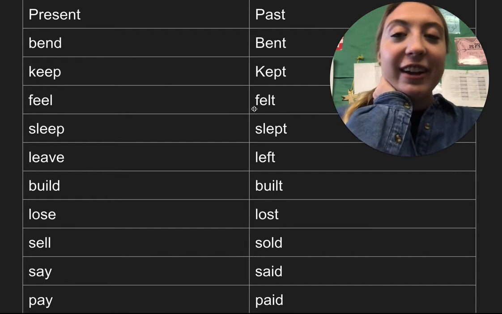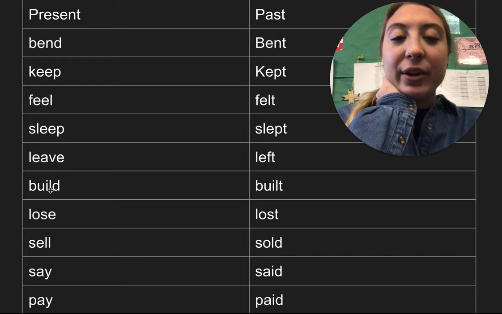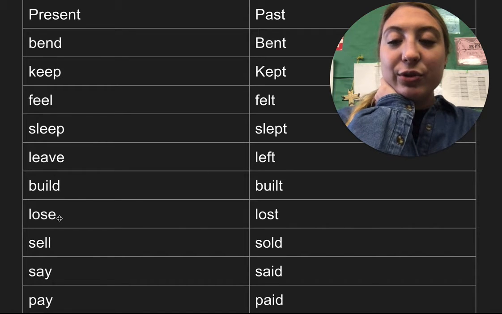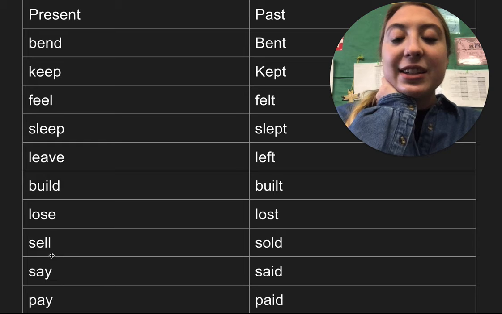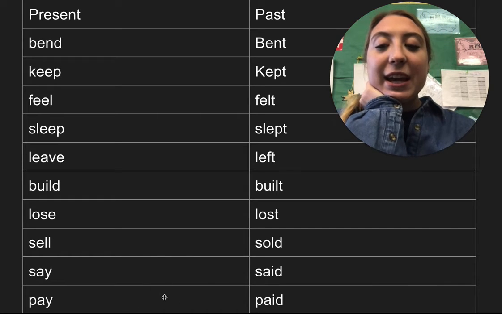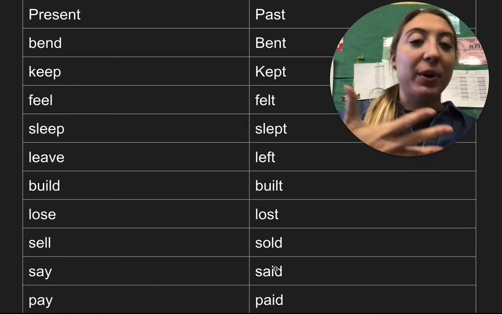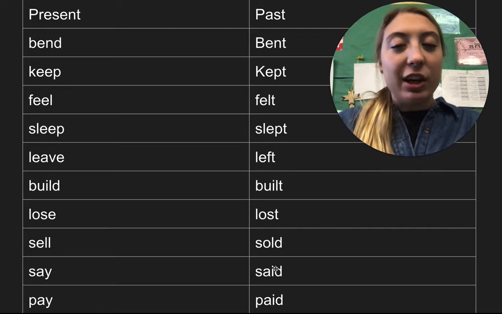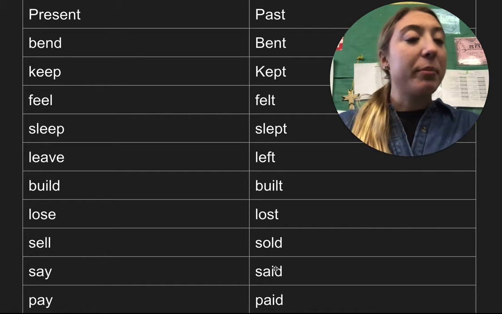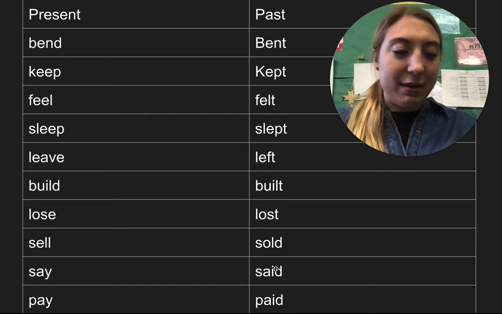Here we have feel, felt, sleep, slept, leave, left, build, built, lose, lost, sell, sold, say, said, pay, paid. Say and pay are kind of the same. They both take away the Y and add an ID, so those two are familiar. But the rest, they're either dropping the last letter and adding a T, but there's no specific rule that they have to follow. So let's practice some examples.